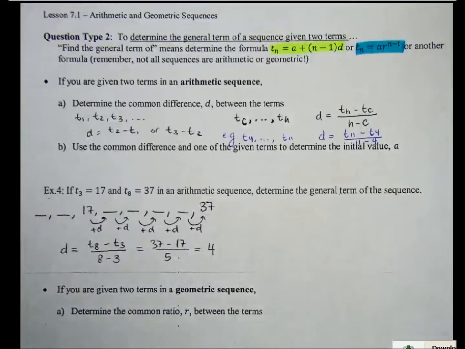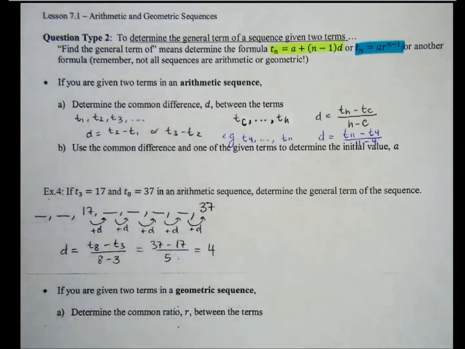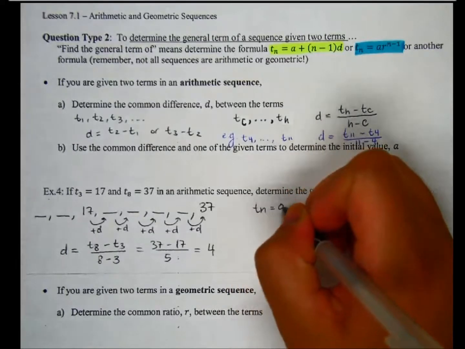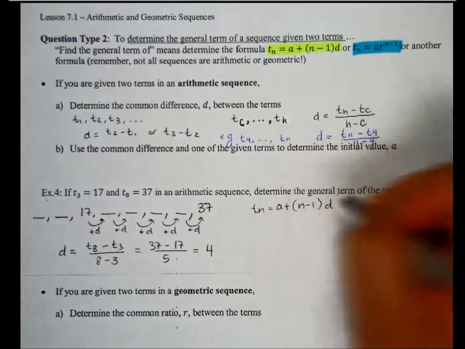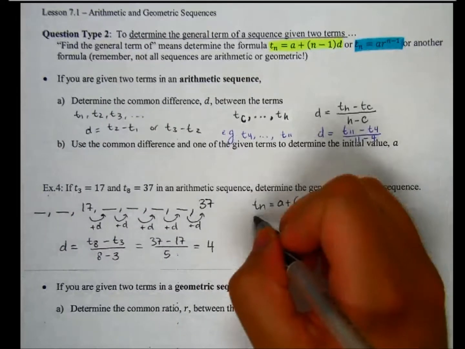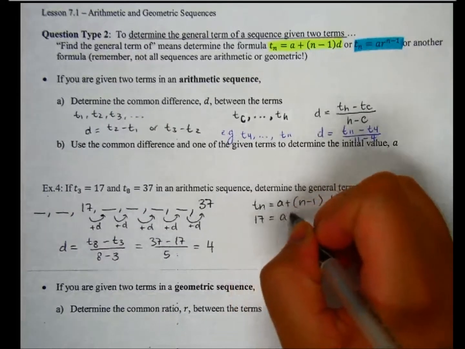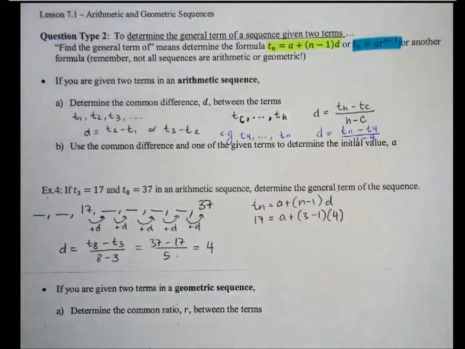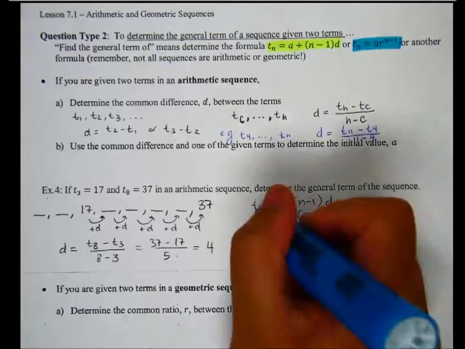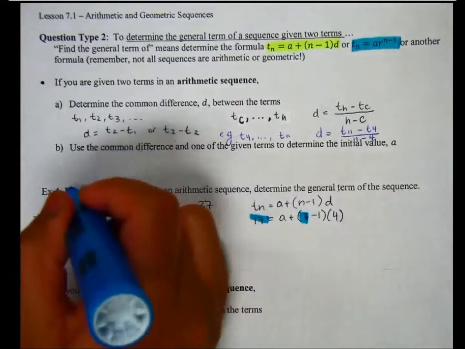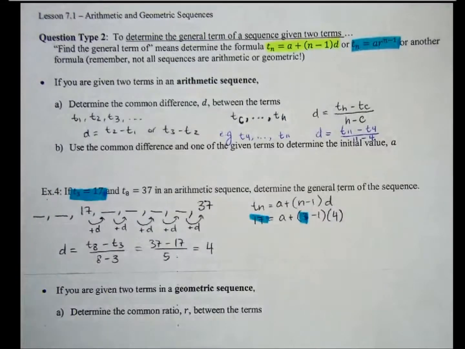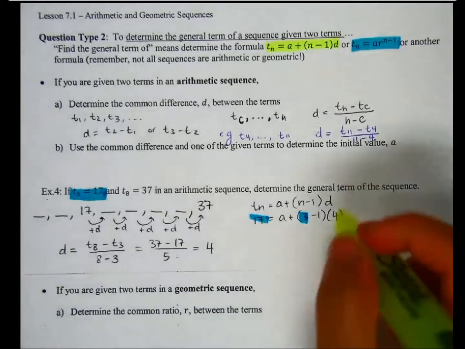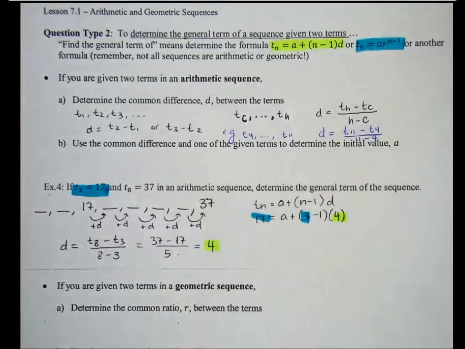Alright, my apologies for not being able to finish up the example in the previous video, but here we go. So we found the common difference to be 4, and now we just need to use the general term of the arithmetic sequence formula. I'll plug in 17 and 3 for n, and the common difference, 4. This 17 and that 3 comes from the 3rd term being 17. And this common difference 4, well, we just found that out.